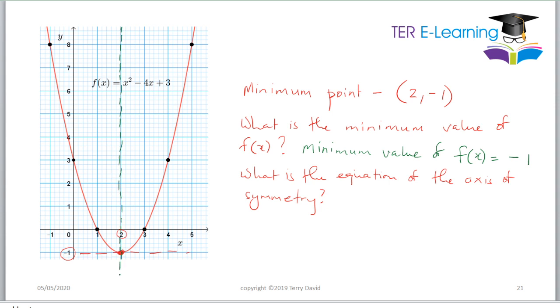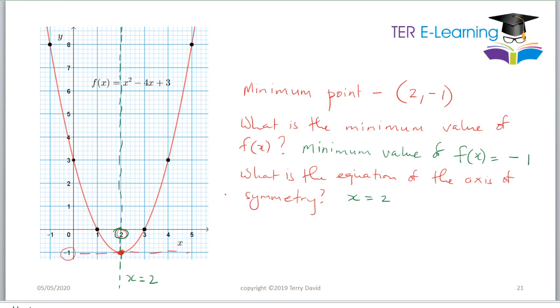Your axis of symmetry always passes through my minimum or maximum point, right? So my axis of symmetry here is always written as x equal to something. That green line passes through this point here, passes through the point 2. So therefore x equal 2 is the equation of my axis of symmetry. Alright? So that is what my axis of symmetry is.